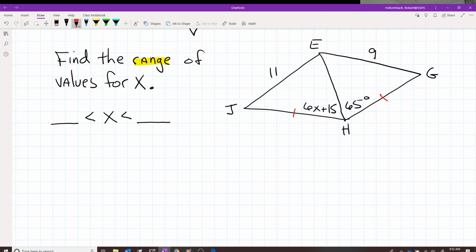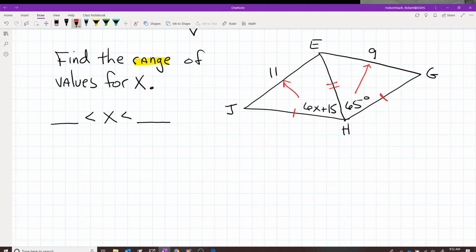So in the diagram, you've got two sides of one triangle congruent to two sides of another triangle. Now look at this 65-degree angle. It's got a 9 across from it, doesn't it? And the 6x plus 15 angle has an 11 across from it. So isn't the 65 going to be less than the 6x plus 15?